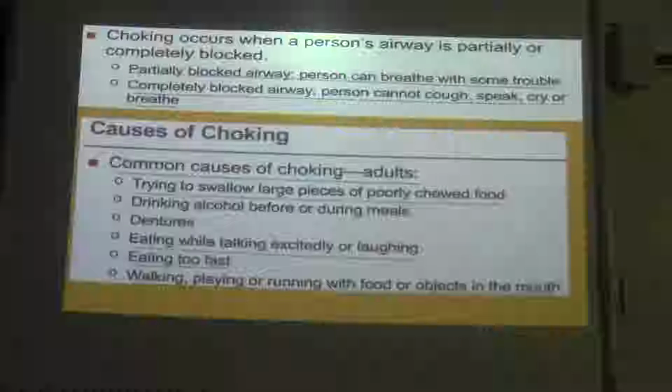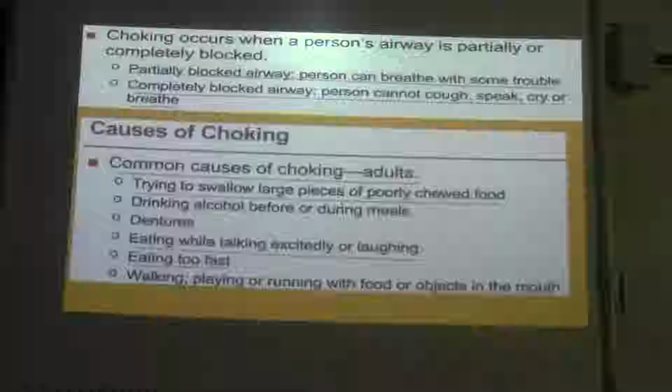Somebody who has a partially blocked airway can still breathe. They can still have some sort of coughing or something like that, where air is being moved out of the body. Somebody who has a completely blocked airway, it's extremely dangerous. They can't cough, speak, cry, breathe, nothing.